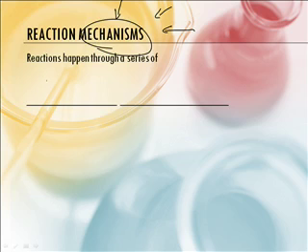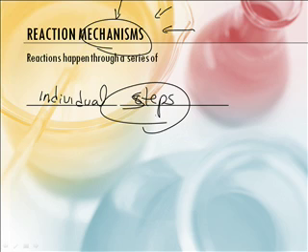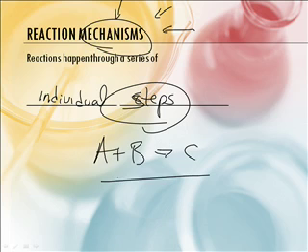You see, reactions happen through a series of individual steps, or intermediate steps. Usually when you see a reaction, you say A plus B turns into C. Well, it turns out that's not exactly right. It's never quite that simple. There's a bunch of steps to get to A plus B makes C, which is what we're going to learn about here.